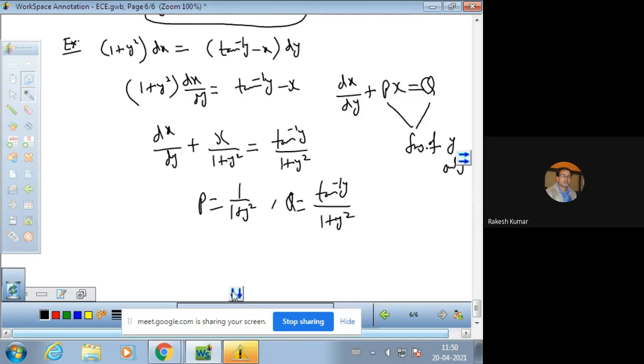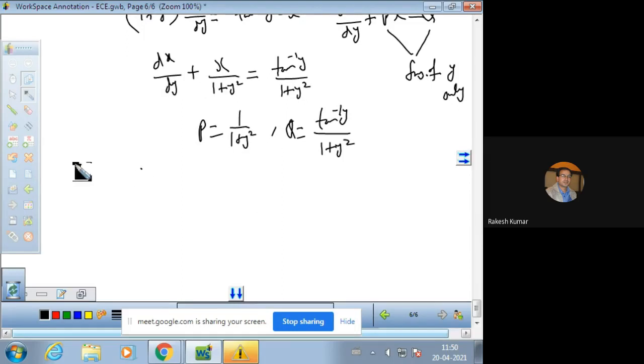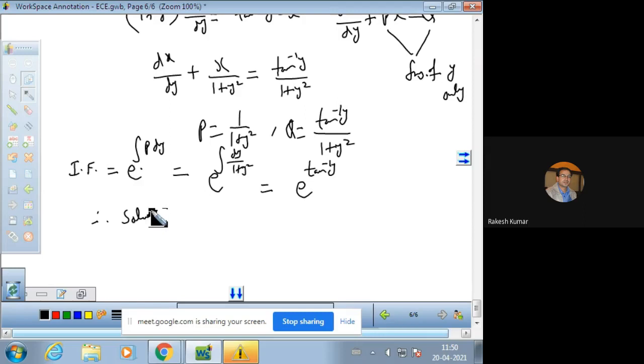So for the integrating factor, earlier we used e raised to power integral of P dx. Now we will use P dy. So e raised to power integral of dy over 1 plus y square. This will be the technique for finding the integrating factor. So e raised to power tangent inverse y, because its integration is tangent inverse y. Therefore the solution is: earlier it was y into integrating factor, now it will be x into integrating factor.